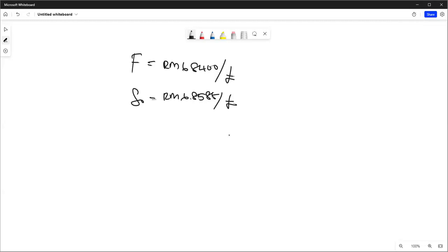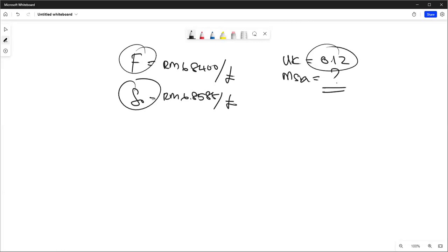A lot of students were confused. This 12%, is it for ringgit or for pound? It's actually for pound. They tell you the spot rate now is 6.8585 per pound, given that the interest rate is 12%. So in the UK, the interest rate now is 12%. The question wants you to find the interest rate in Malaysia. When you see there's F, there's S, there's interest rate of foreign country, they want you to find Malaysia. So this question will be RM against pound.